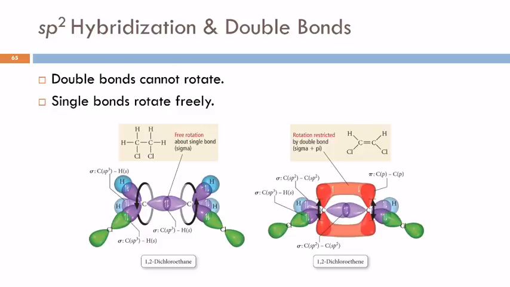Yes? What does a double bond with a pi bond look like? Like, how would it look differently compared to that one? Well, this is a double bond with a pi bond. Oh, it is. Yeah. So a double bond is always a sigma bond and one pi bond. You don't see a double bond that's two pi bonds.